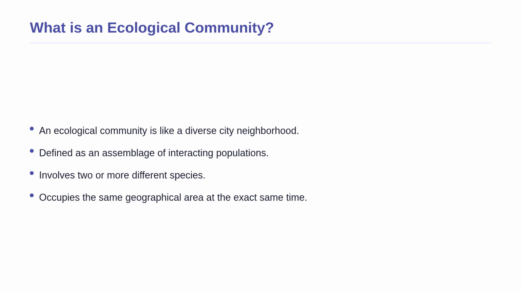An ecological community is exactly like this diverse neighborhood, but for nature. It is formally defined as an assemblage of interacting populations of two or more different species occupying the same geographical area at the exact same time. They share the same physical space and interact constantly.